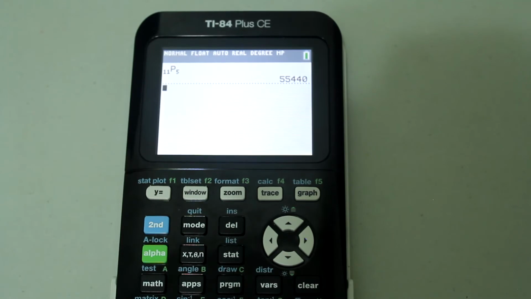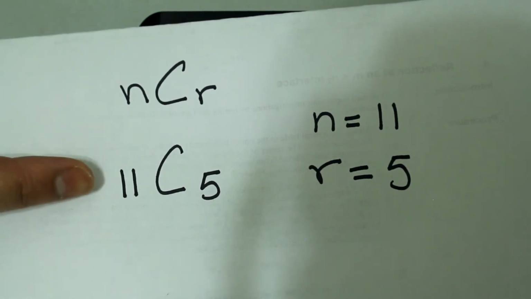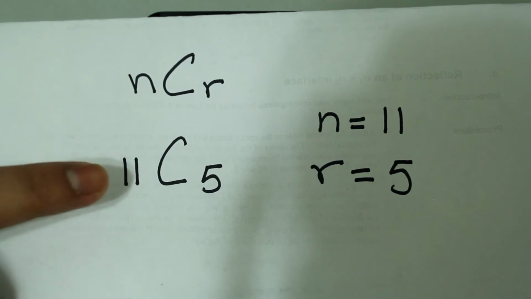Next, let's do a combination. A combination is a selection of objects from a group where the order does not matter. For example, if we want to figure out the possible number of different combinations of 5 objects from a group of 11 objects, it would be written in this form, where we have 11 as the n value and r once again equal to 5.